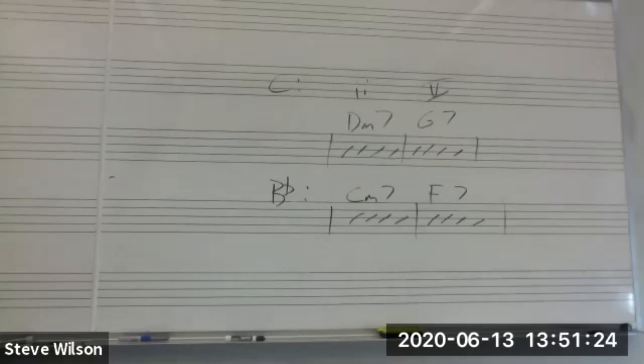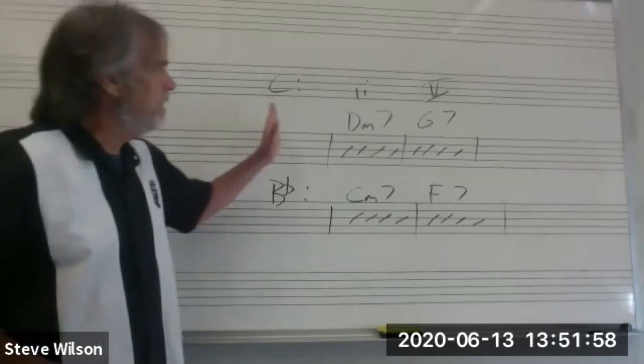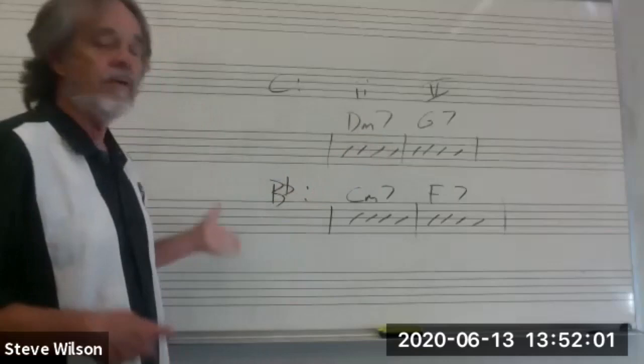2-5 in C. Here's 2-5 in B flat. I'm going to go 2-5 in G. Now 2-5 in F. And then back to C. So you see how that works. And one of the things that we do when we're looking at chord progressions is we look for 2-5 progressions. We look for all types of different things.